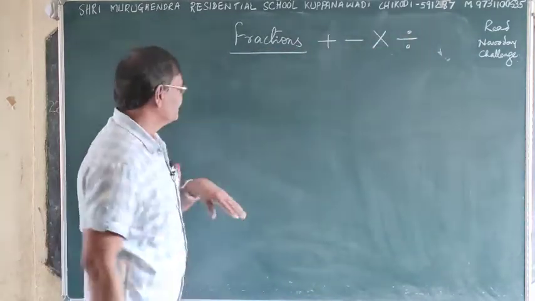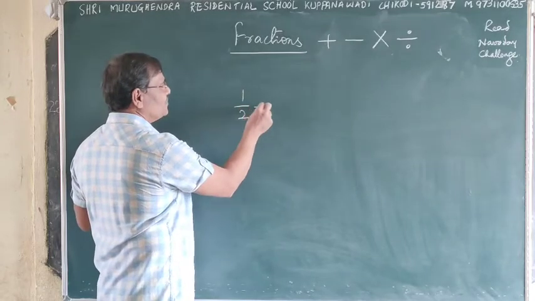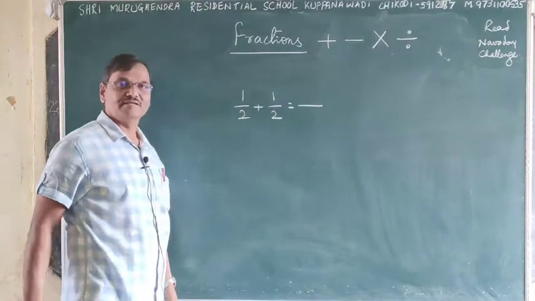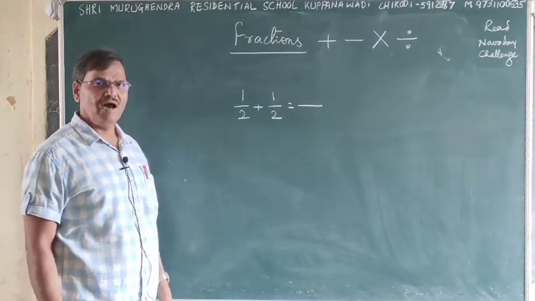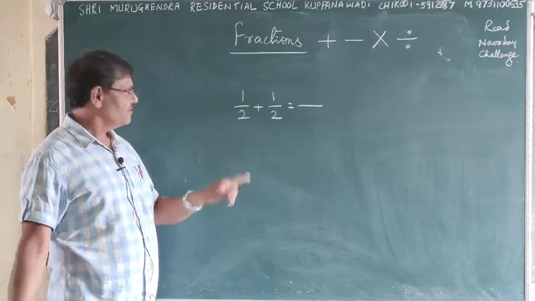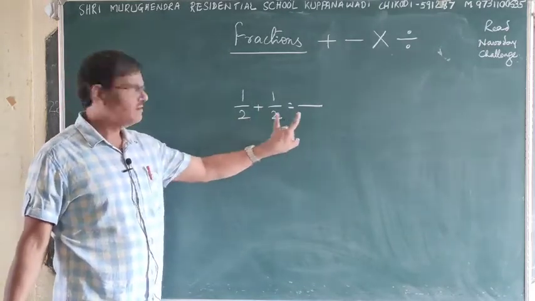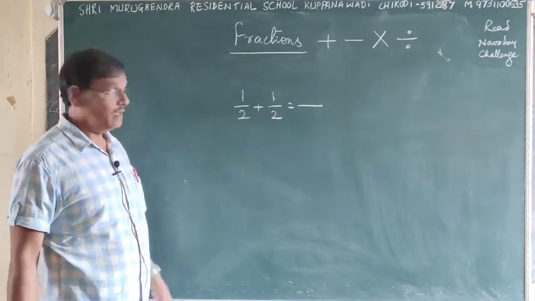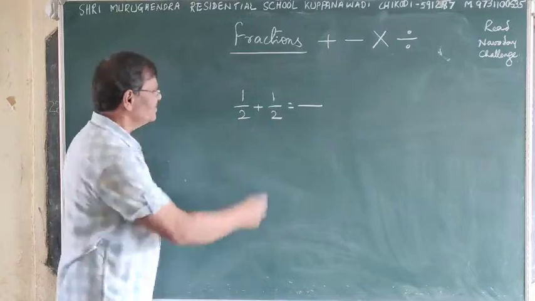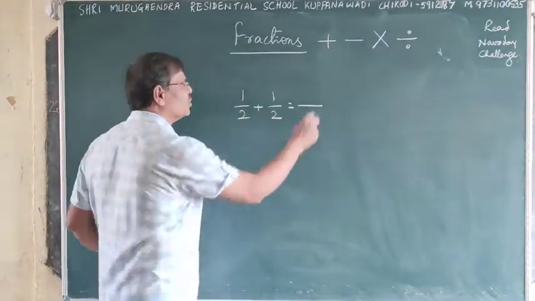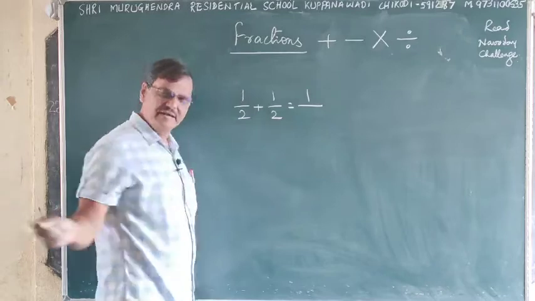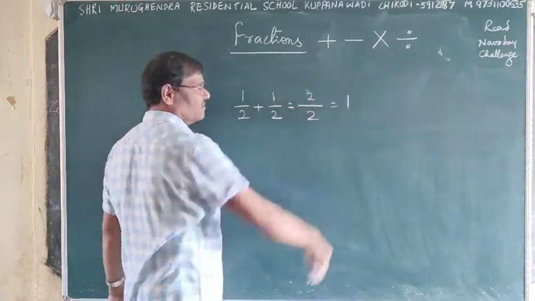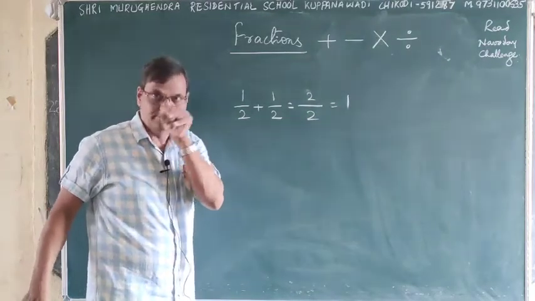See, 1 by 2 plus 1 by 2 is equal to what? 1 only. Half plus half is equal to full. This is half, this is full. Then how do we count? See, the denominators are the same. Half plus half is equal to 1. You write 2 by 2, and 2 by 2 is nothing but 1.